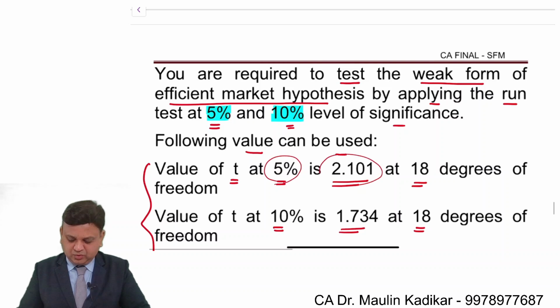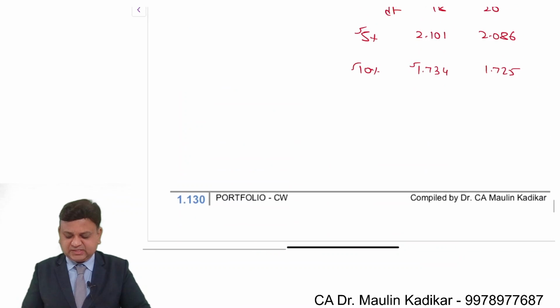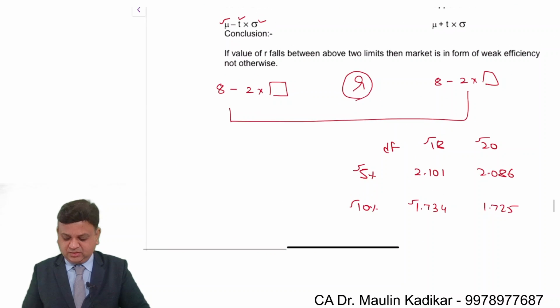5%, 2.101 for 18 degrees of freedom. That is the way I mentioned the values over here.